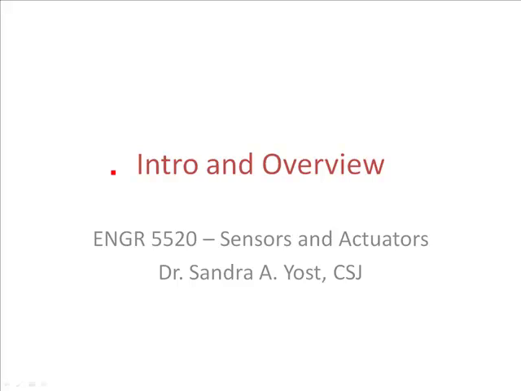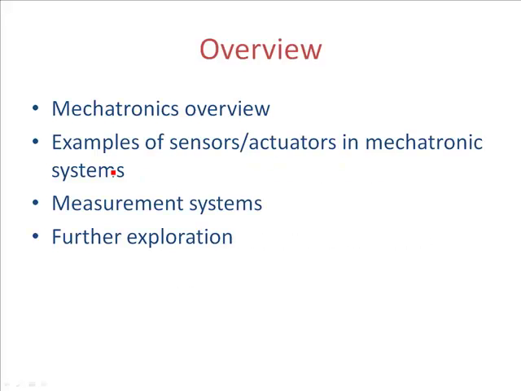So the intent for today is to provide an overview of mechatronics that will guide our discussion of sensors and actuators. The first thing we're going to do is take a look at a mechatronics overview, again, because this provides us with the context for our study of sensors and actuators. We'll move on then to some examples of sensors and actuators in mechatronic systems, and then discuss how a measurement system is somewhat different from a mechatronic system and how it's similar. And then I'd like to point you in some directions for further exploration.